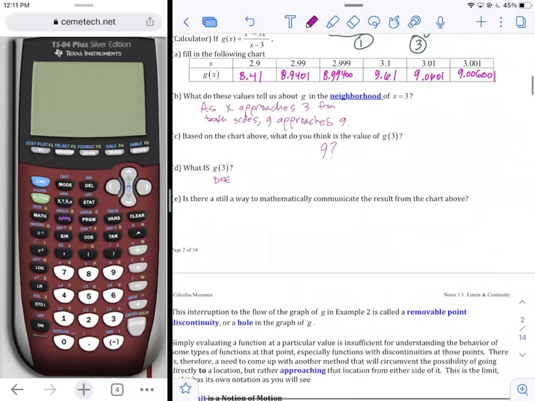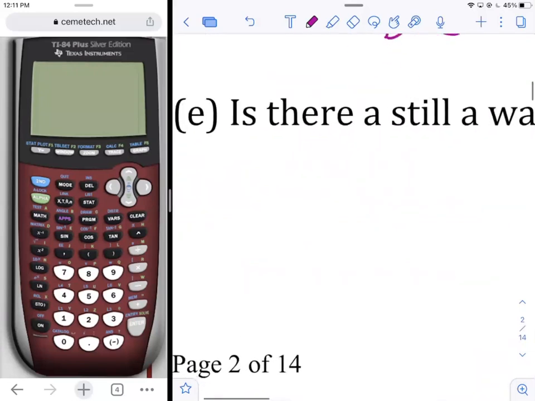So cool. So is there a mathematical way to communicate from above? Yeah, there absolutely is. And again, we'll write it like this. The limit, LIM, as x approaches 3 from the left of g of x now.